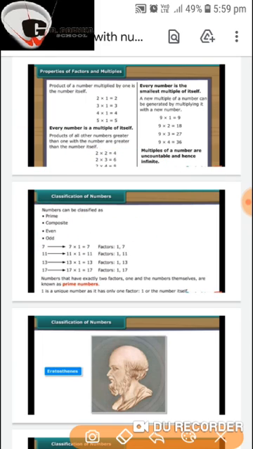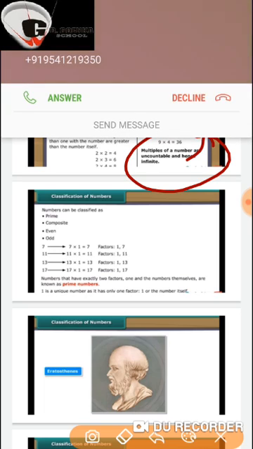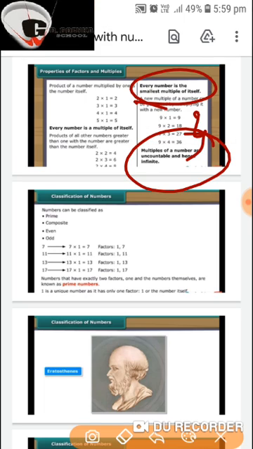The second property of multiples is that every number is the smallest multiple of itself. Like if I talk about the number 14, what is its first multiple? Its first multiple is 14, that is the number itself. If I talk about the number 9, that's here on the screen as well, and I ask you what is the least multiple of 9, the least multiple of 9 is the number itself, that is 9. So we can say every number is the smallest multiple of itself, and hence multiples are uncountable. That is, we cannot count the multiples of a particular number.